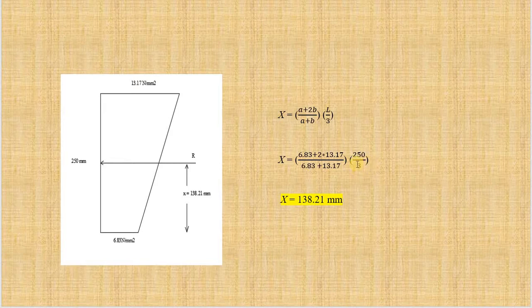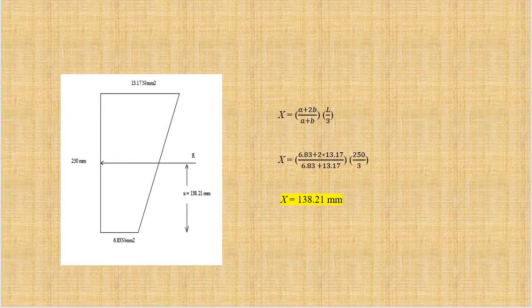Please be familiar with these terms. Here L is nothing but the depth, or you can change it as capital D by 3. It is your convenience. So the depth is this one, sorry, L means here I am referring to this depth. So take it as 250 by 3. We will get the X value as 138.21 mm. The pressure line from the bottom is at a distance of 138.21 mm. This is for the quarter span.